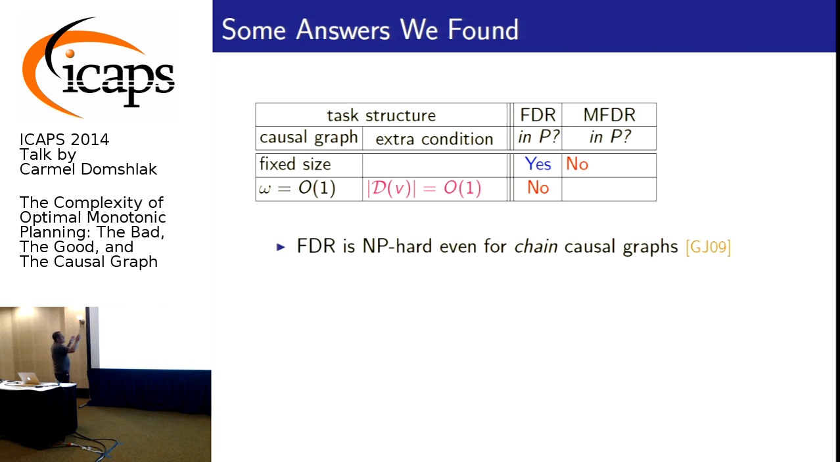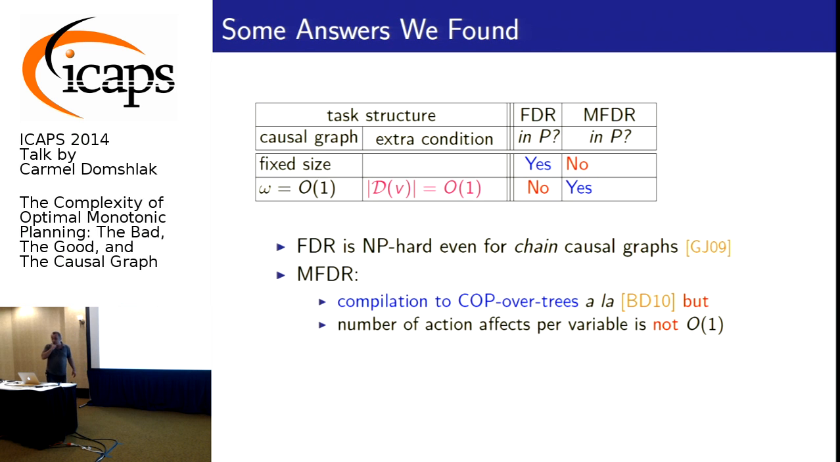Next, we looked at graphs that have fixed tree width. And planning is hard for these problems, even if the domain of each variable is fixed. It is hard even for chain-structured causal graphs. You cannot find a simpler causal graph. And it was shown by Gimenez and Jonsson that if the domain is of size 5 or higher, it's an NP-hard problem. And it turns out that for monotonic problems, it's okay.